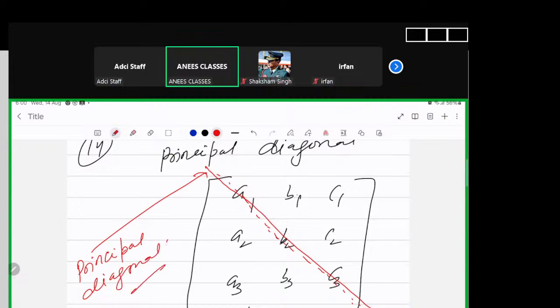When I say diagonal, it means I am calling principal diagonal. I repeat, when I say diagonal, I mean the principal diagonal. Understood, everyone? Yes, sir. Good.